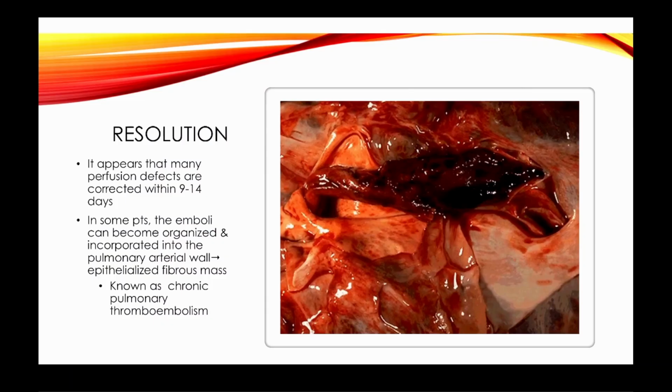So here is what a clot looks like. This is a PE. You can see how big they can get. And once they form, they can start growing when everything comes past it. So obviously that was removed, and there was a big clot. Most perfusion defects can be corrected between 9 and 14 days. In some patients, the emboli gets very organized, like you see here, and gets attached to that pulmonary artery wall, becoming a very fibrous mass.